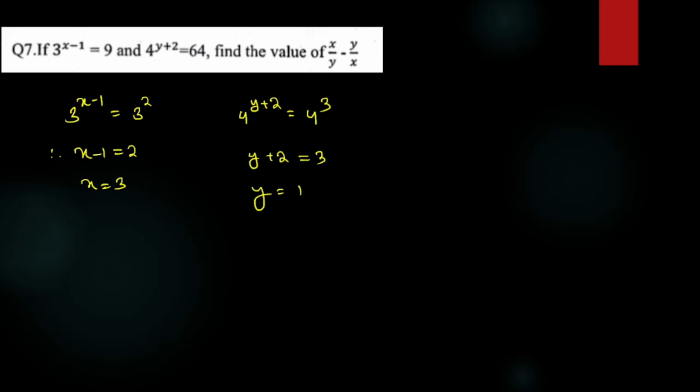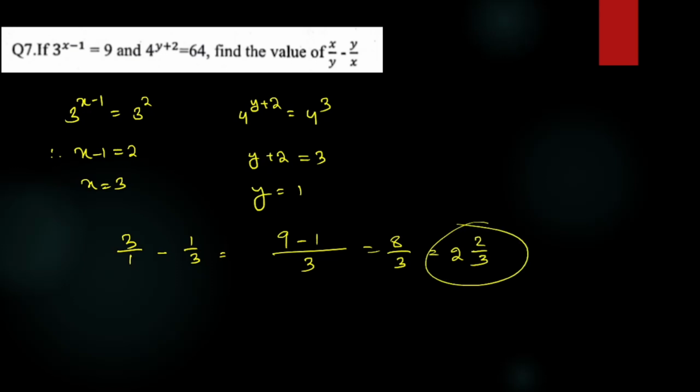Now put the value x equal to 3 and y equal to 1, minus 1 by 3, so take LCM as 3. 3 threes are 9 minus 1, that is 8 by 3, equals 3 twos are 6, 2 by 3. So answer is 2 whole 2 by 3 or 8 by 3. Okay.